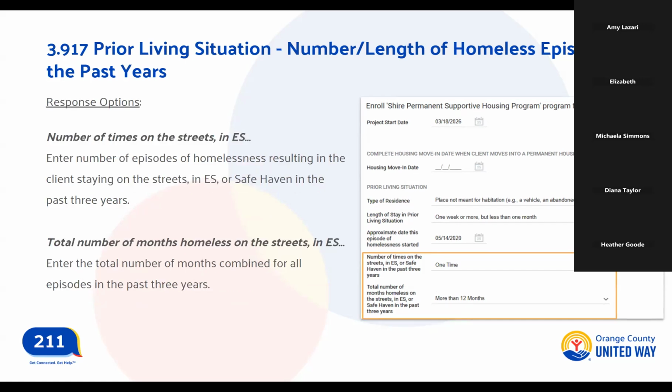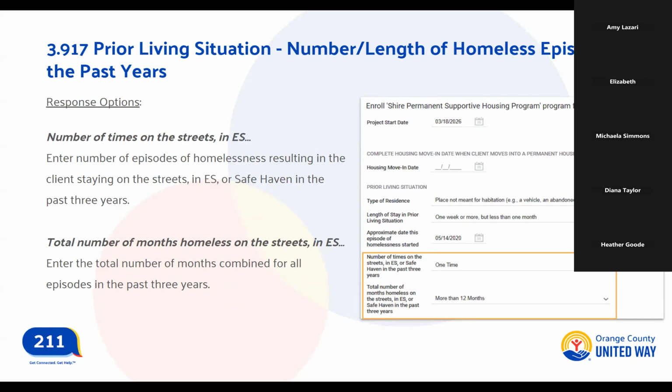While the wording is confusing, the number of times on the streets, in emergency shelter, or safe haven in the past 3 years question is intended to record the number of unique episodes of homelessness the client has experienced in the past 3 years. Next, the user will then record the total number of months the client spent homeless on the streets, in emergency shelter, or safe haven for each of those past episodes in the last 3 years.